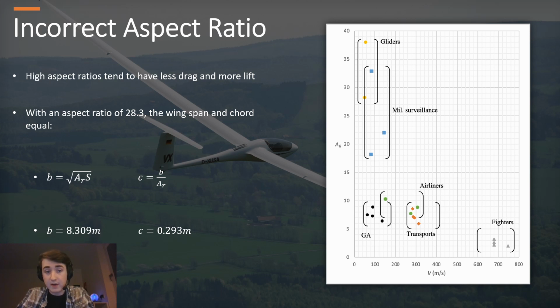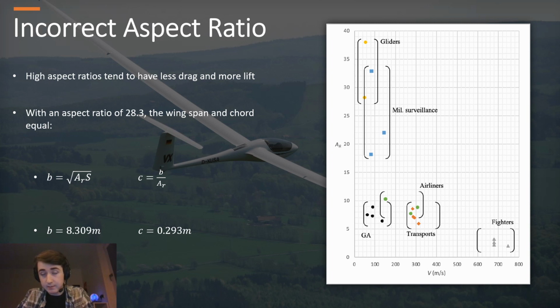The reason I chose this value was because similar aircraft that had a cruising velocity of 30 meters per second had this aspect ratio. However, these aircraft were aircraft such as gliders, which really needed long wingspans, whereas our remotely piloted vehicle needs a very small wingspan to be carried by a single person.